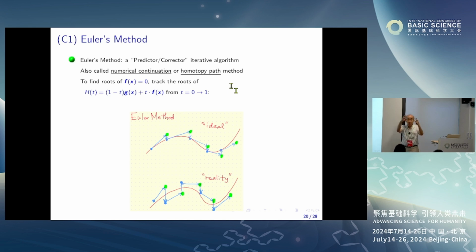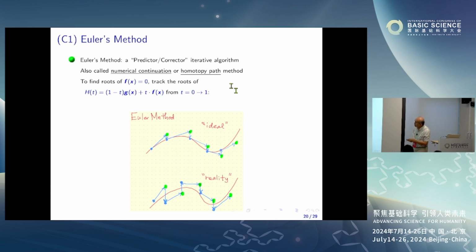So if you know all the roots of g, you take any one of them and try to follow it as it moves in time. And typically, you take g to be x to the n minus 1. So it's a unit circle, the roots of unity. And so how do you follow a path?